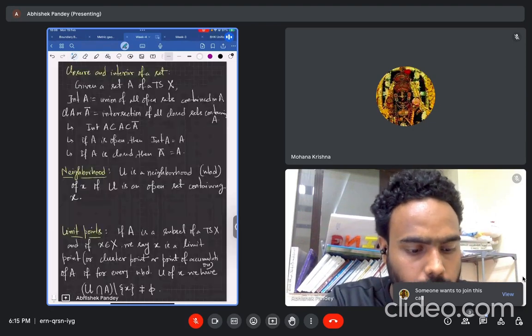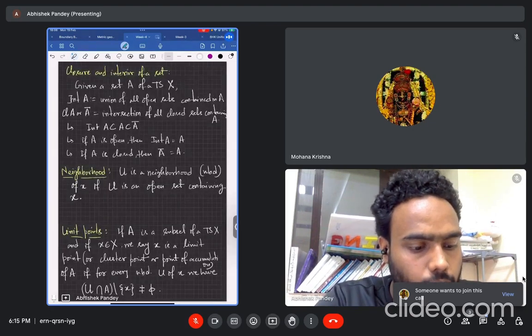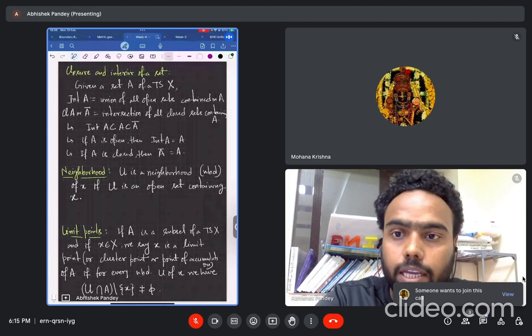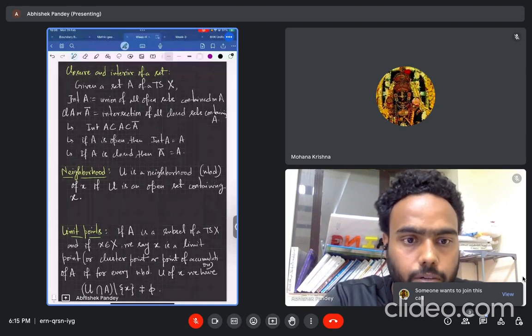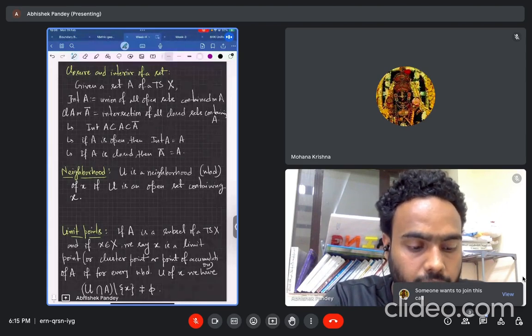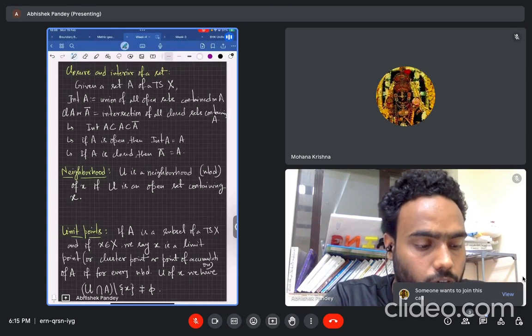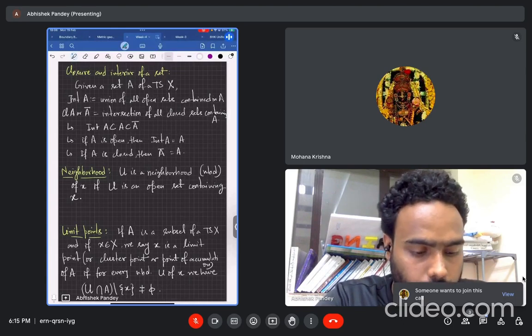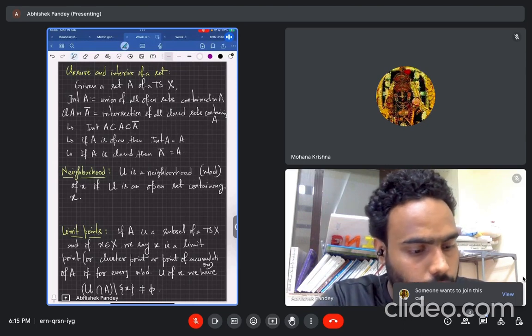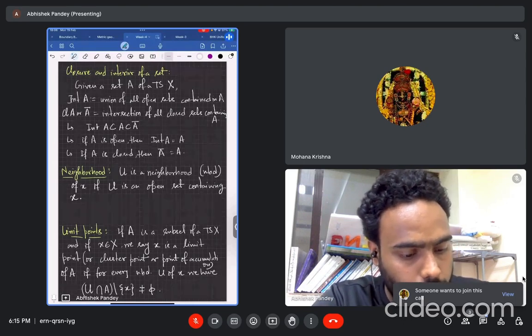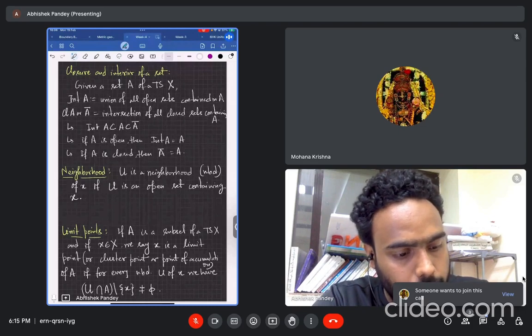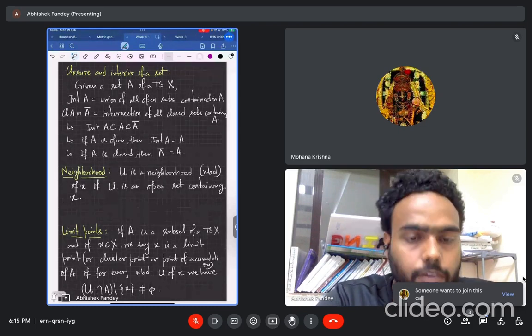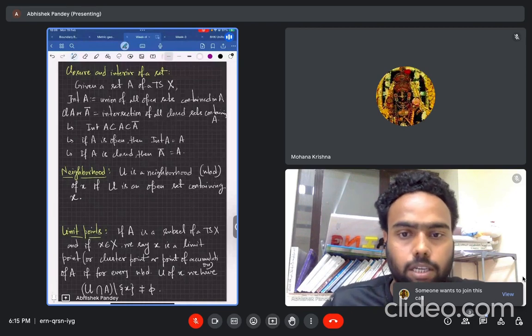Closure and interior of a set. Given a set A of a topological space X, the interior of A is nothing but the union of all open sets contained in A. And the closure of A is nothing but the intersection of all closed sets containing A, meaning it is the smallest closed set containing A. This result is well known: the interior of A is contained in A, and A is contained in A closure. If A is open, then the interior of A is A, and if A is closed, then A closure is A.